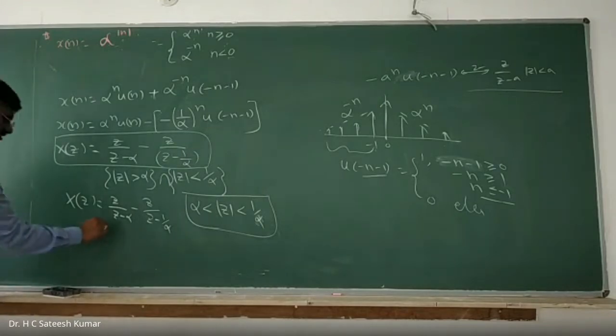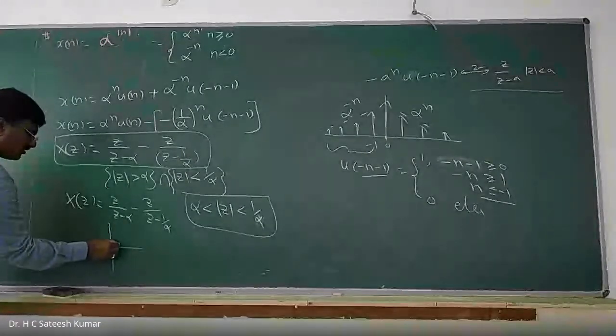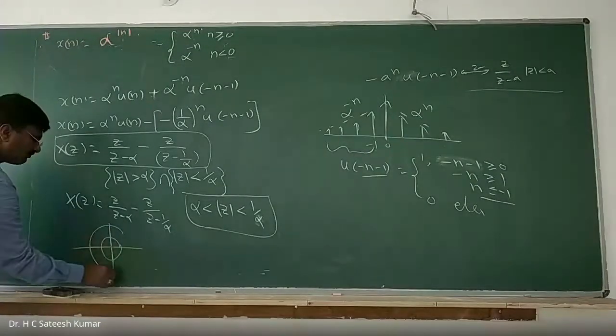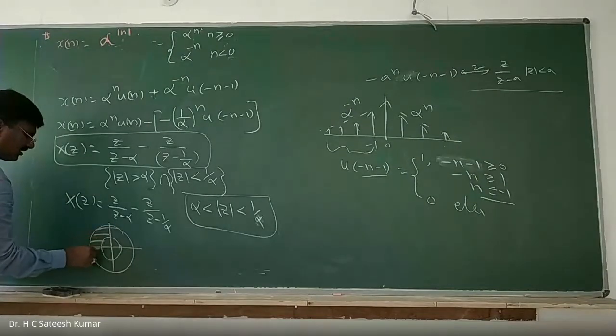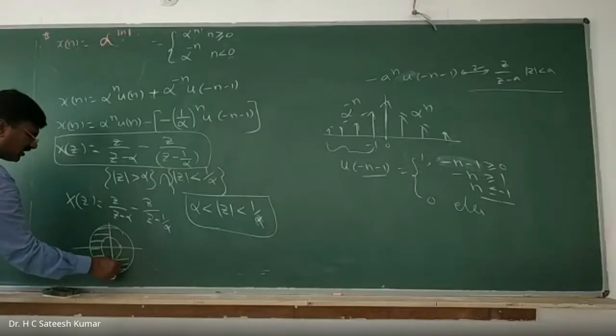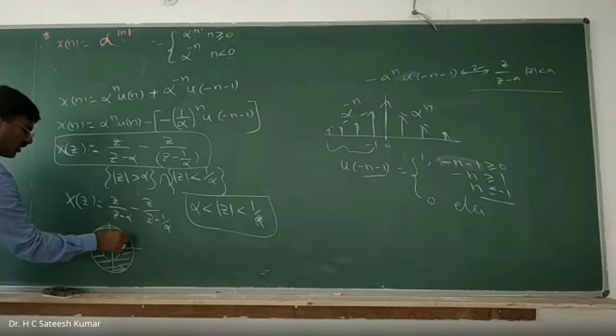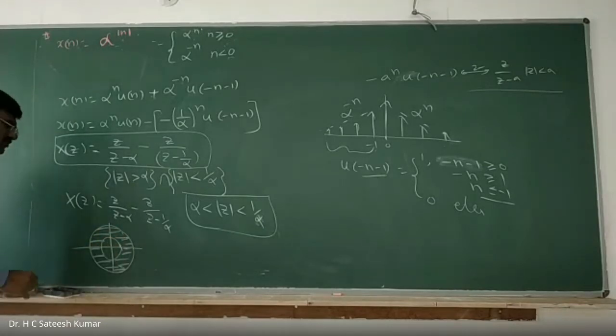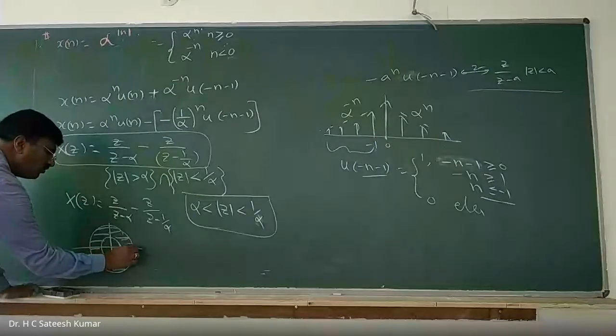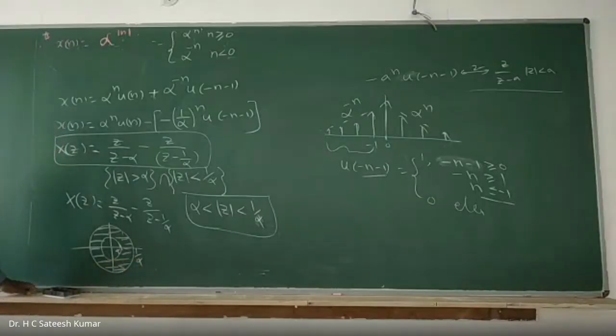So therefore we can sketch it as a ring in the z plane. The reason why you got a ring in the z plane, you check with the property of ROC. What is it that we have? Whenever we have a two-sided sequence, the inside is alpha, the outside is 1 by alpha. So it is a two-sided sequence.